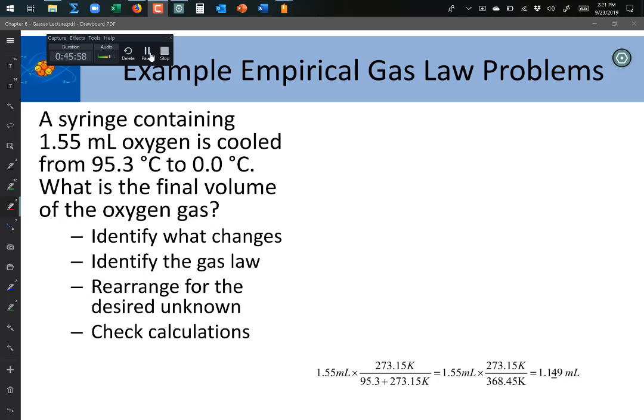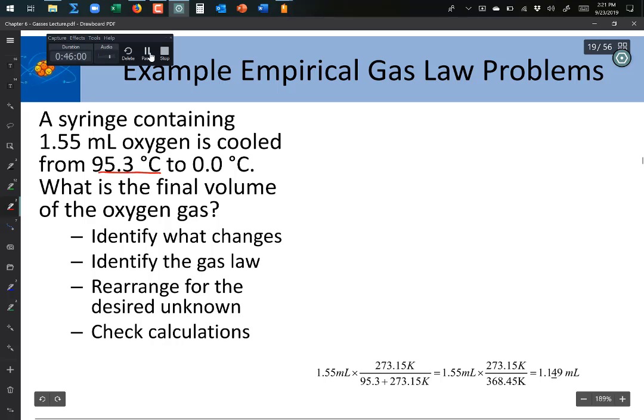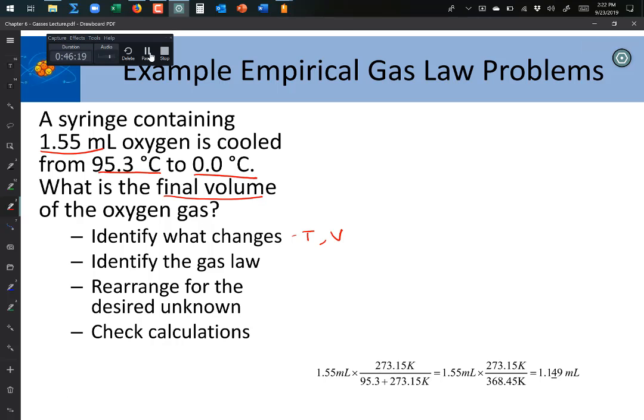So the thing that changed is this. And then, what do I want? I want a second volume. So I have a volume and I have a second volume. Identify what changes: it's going to be temperature, and you're looking for volume. Those are the two things we're dealing with. From that, you can identify the gas law, and then you can just apply the gas law to the problem.